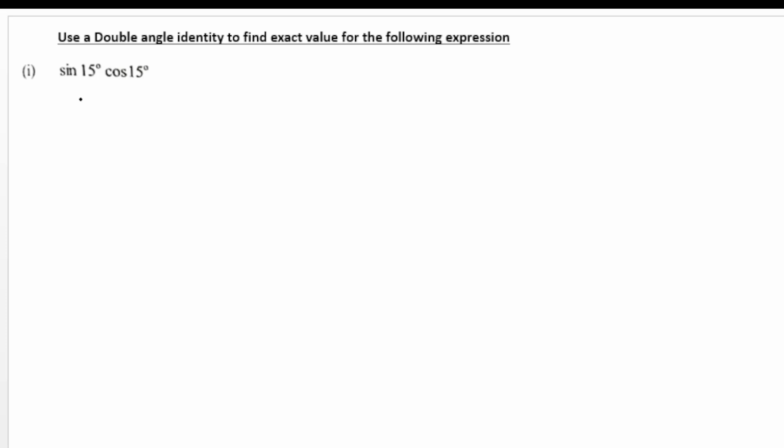So, the next question, basically the sixth question from your book. The first part of the sixth question we are going to solve. It's a very simple question. As you see, both angles here are the same, 15 and 15. Just think about a formula which has the same angle like this.